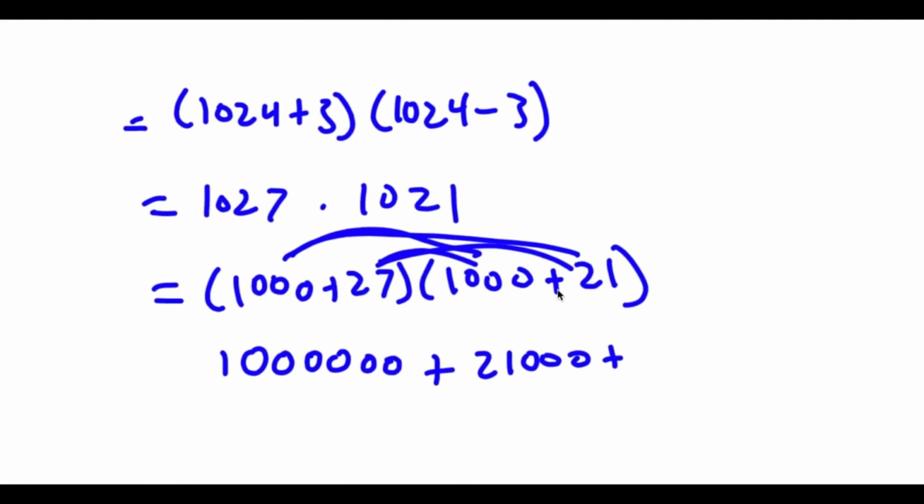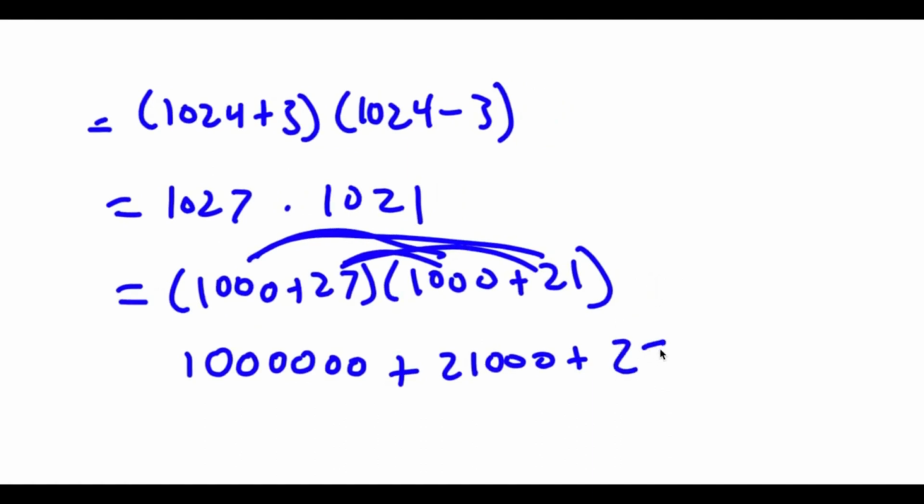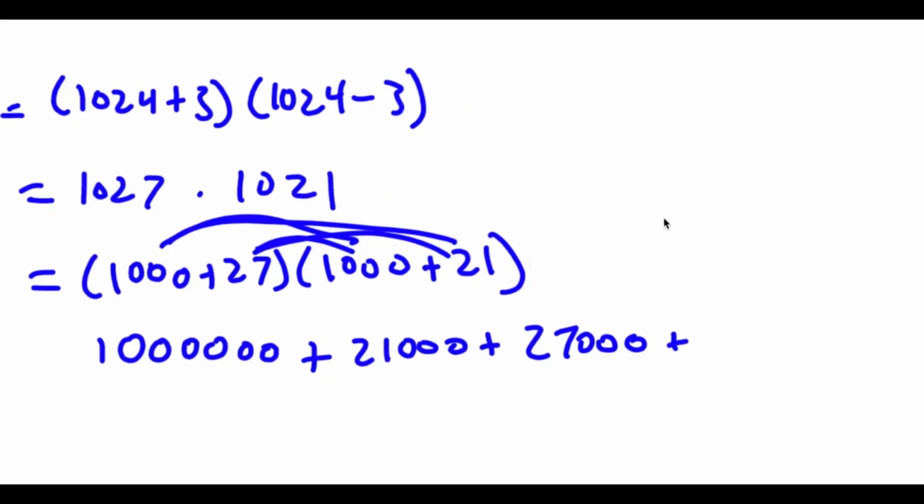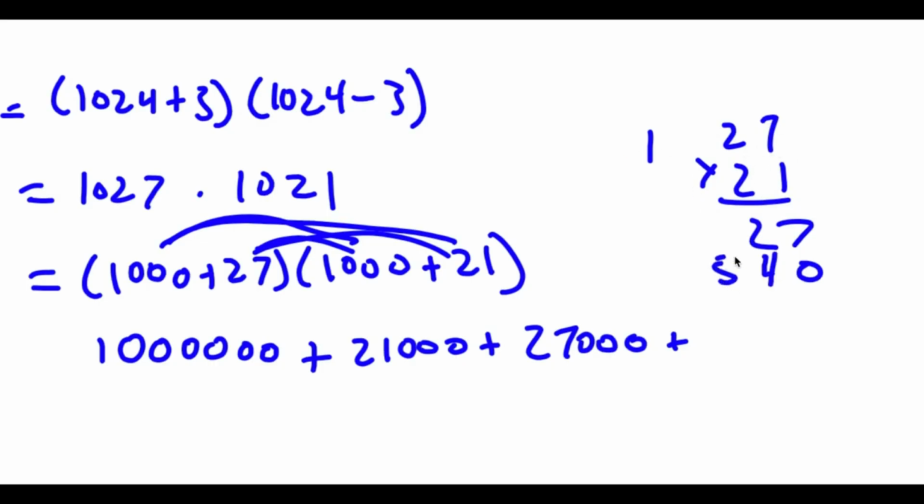Now distribute the 27. 27 times 1,000 is 27,000. And 27 times 21, let's go ahead and do that right here. 7 times 1 is 7. 1 times 2 is 2. 2 times 7 is 14. And 2 times 2 is 4. 4 plus 1 is 5. So now if I add these, I get 567.